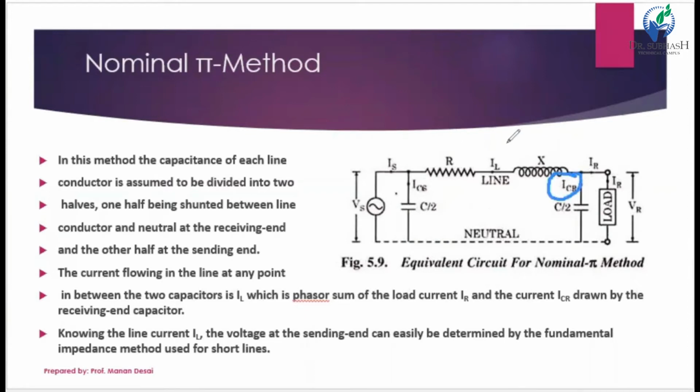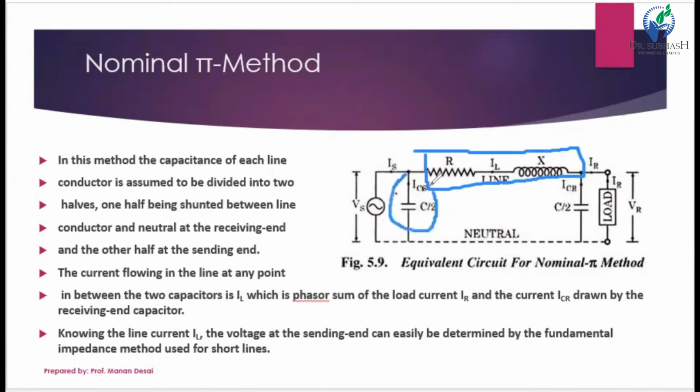Knowing the line current IL, the voltage at the sending end can easily be determined using the fundamental impedance. This is an impedance Z. This method is also used in a short transmission line. So this is the nominal pi method, and it is an equivalent circuit of a medium transmission line. The impedance Z is equal to R plus JX.